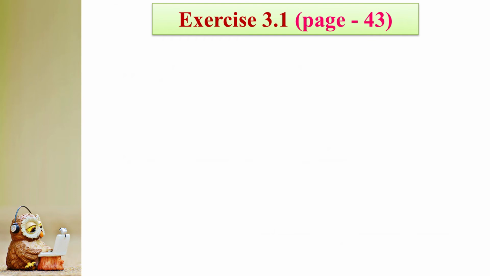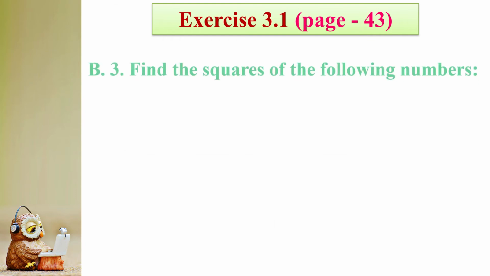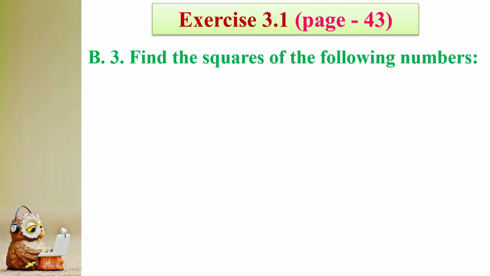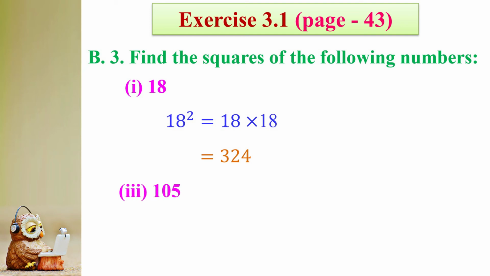Now let us move to exercise sums. Third question. Find the squares of the following numbers. 18. The square of 18 is 18 squared, equal to 18 into 18, we will get 324. Next question. 105. The square of 105 is 105 squared, equal to 105 into 105, we will get 11,025.